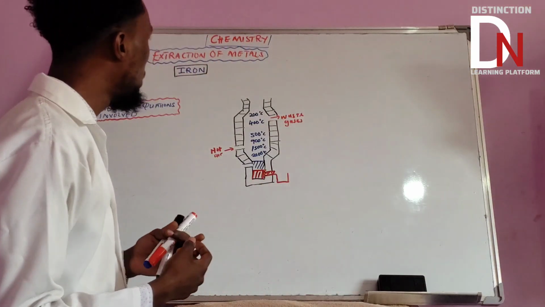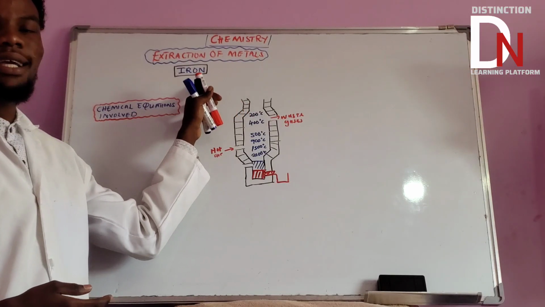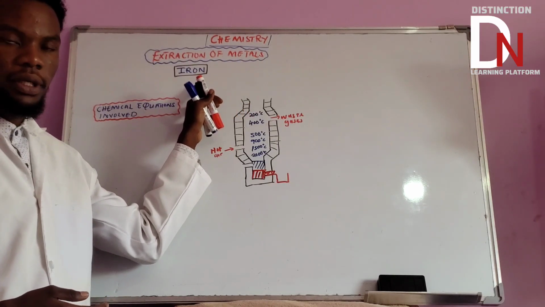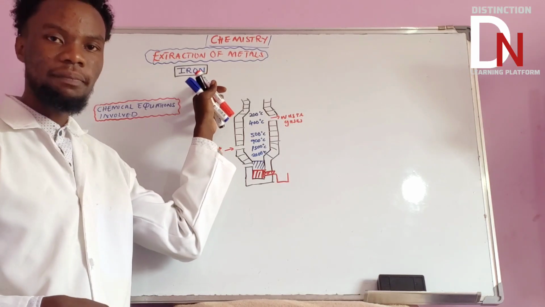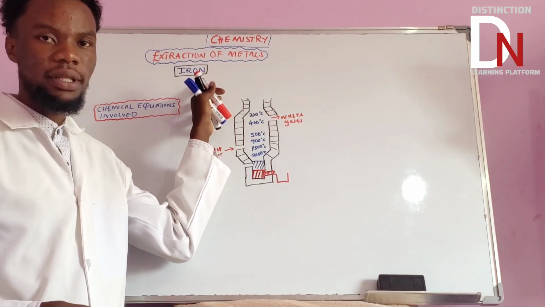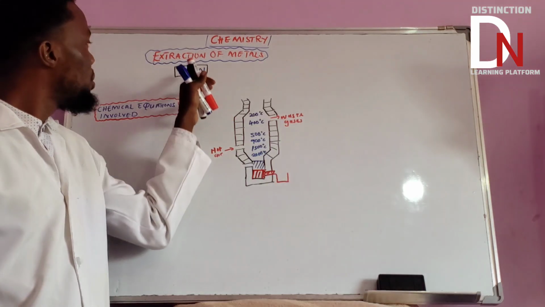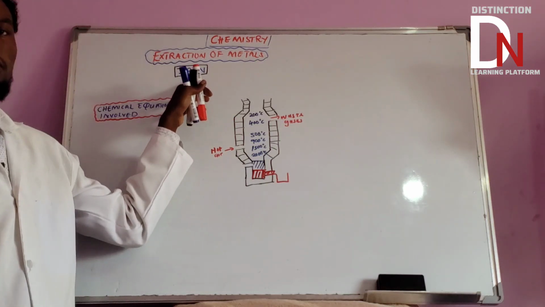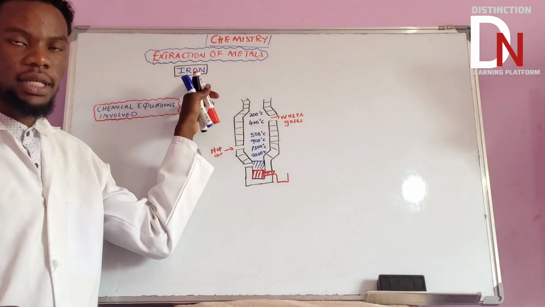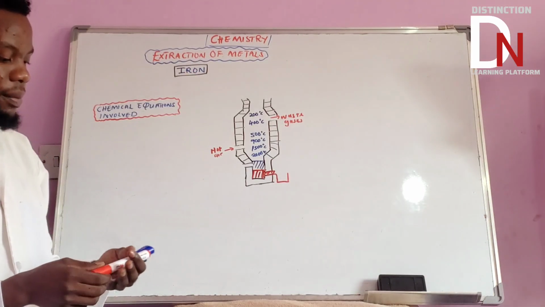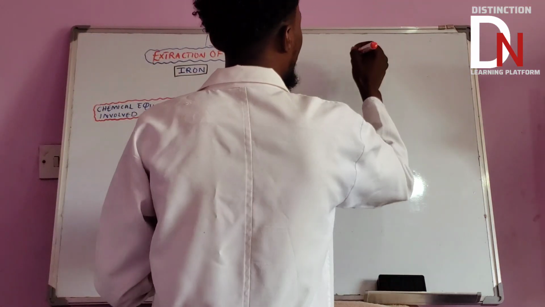In this video, we're talking about extraction of metals, particularly extraction of iron. Although there are other extractions of metals, like extraction of copper, extraction of zinc, and extraction of aluminium, we'll talk about those. Before we proceed to extraction of iron, we need to understand the extraction of metals just a little bit.